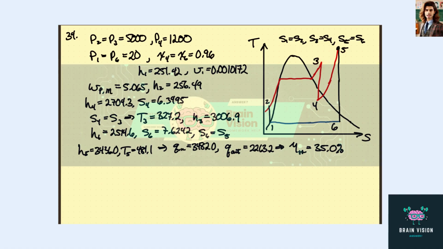So then the heat transfer in is this minus this plus this minus this, and that is 3,482 kilojoules per kilogram. The heat transfer out is simply the enthalpy here minus the enthalpy here, and that is 2,263 kilojoules per kilogram. And from those two things, we can get the thermal efficiency, and that winds up being 35%.